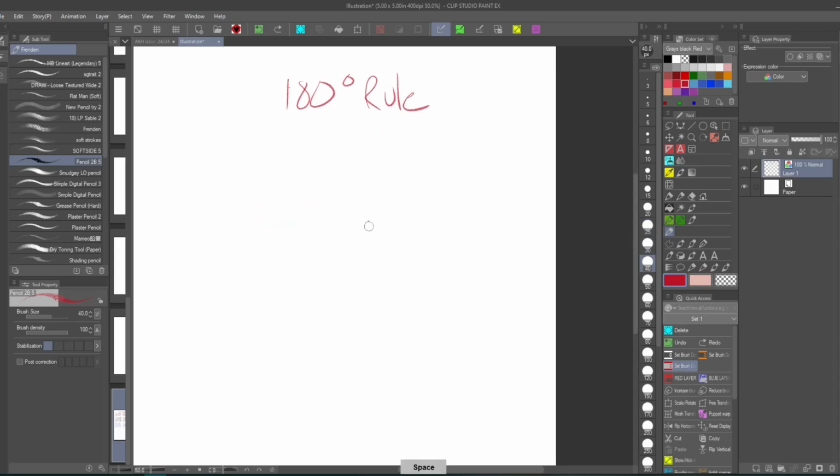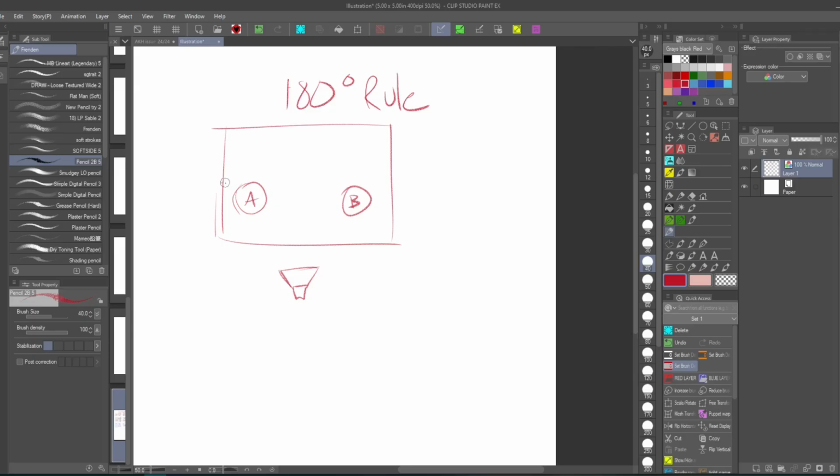Alright, check it out. So the idea of the 180-degree rule is, let's say this is character A and character B, and this is like a top-down shot. So here's the room, and here's character A and here's character B. And on the other side of that are the cameras, right? Like if this was a TV show, this is how it would be: character A, character B, and the cameras on the fourth wall.